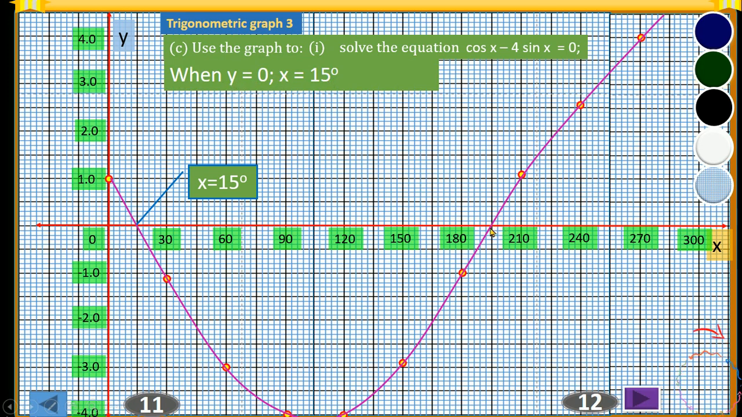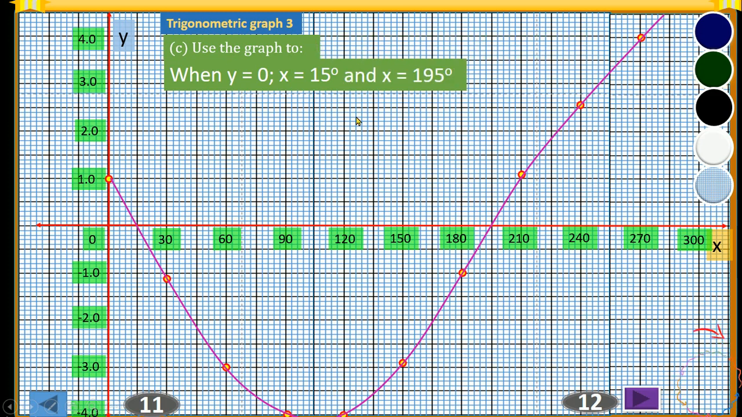Then you can see also that the pink line crosses the red axis at this point, which is halfway between 180 and 210. That means we add 15 here, and that will give us 195 degrees. So that's the point here. So that means that when y is equal to 0, x is 15 degrees, or x is equal to 195 degrees.